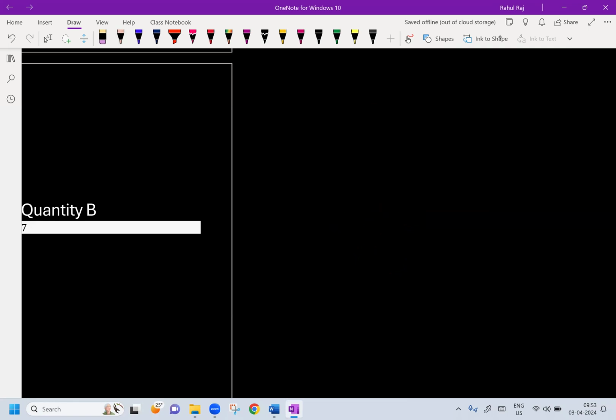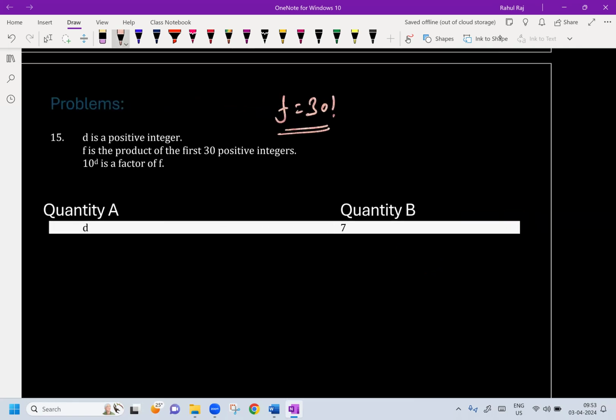And you are given here, Alexa, that F is 30 factorial. So what is my first job? To understand what is the power of 0 in 30 factorial. It means how many zeros are there at the end of 30 factorial. That is very important for you to understand.